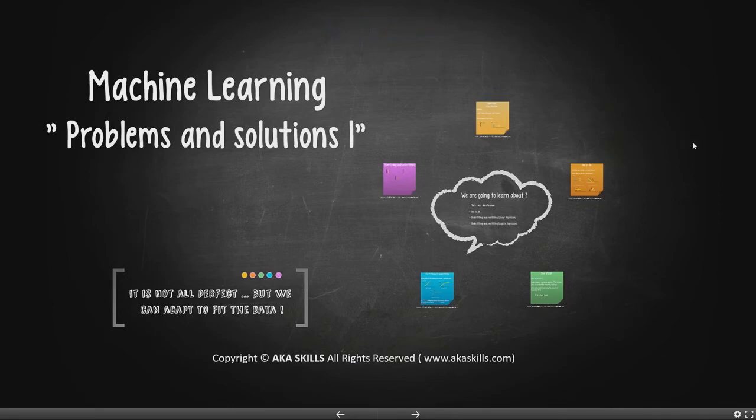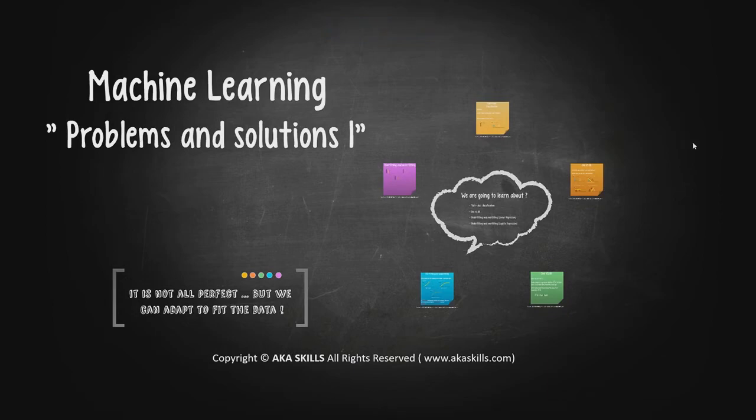Hello, everybody, and welcome to another chapter and another video in our machine learning tutorial. In this chapter, we're going to study some problems in machine learning and their solutions, because machine learning is not perfect, but we can adapt to fit the data more properly. We're going to see what we're talking about in a minute.